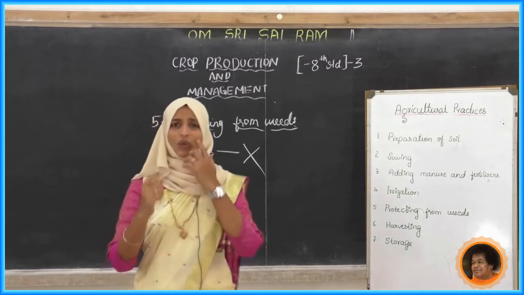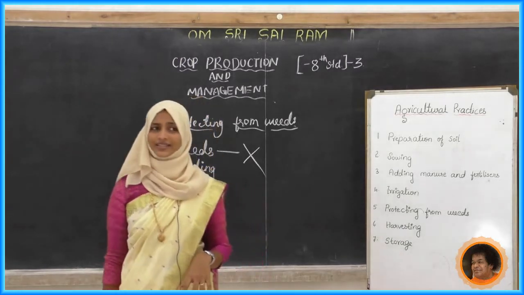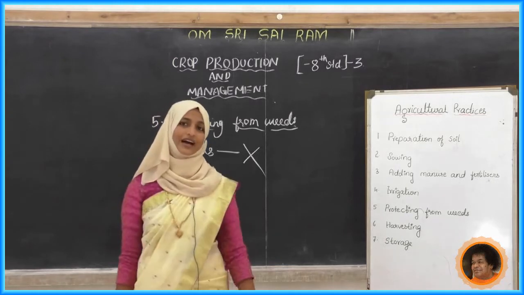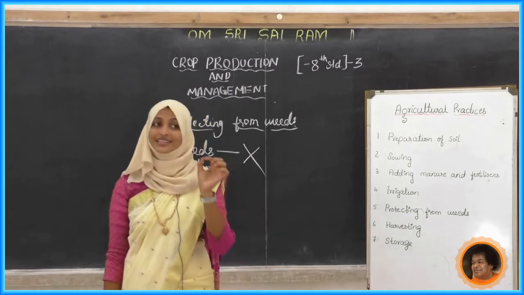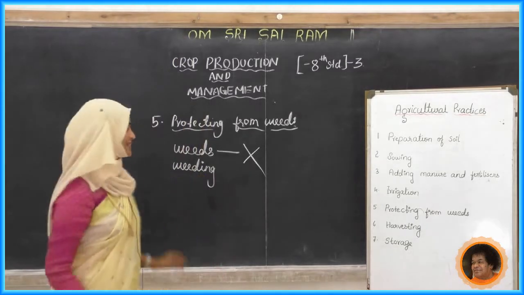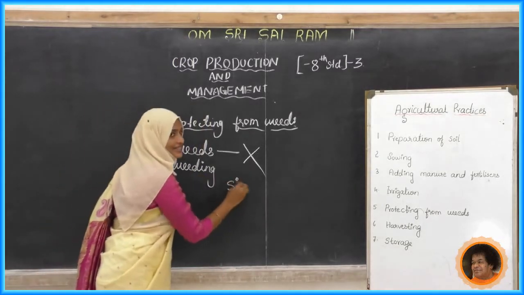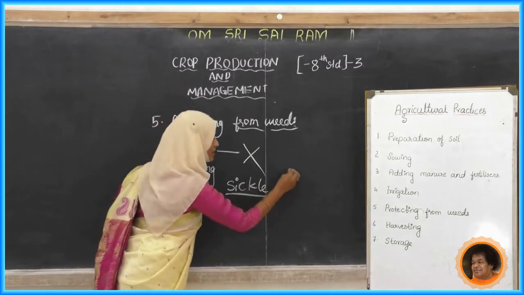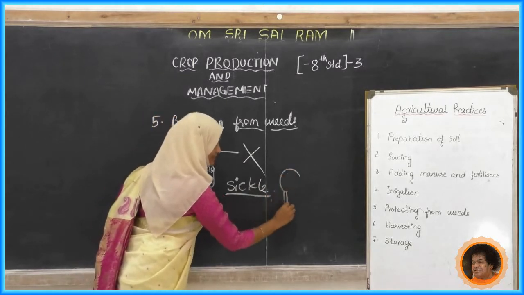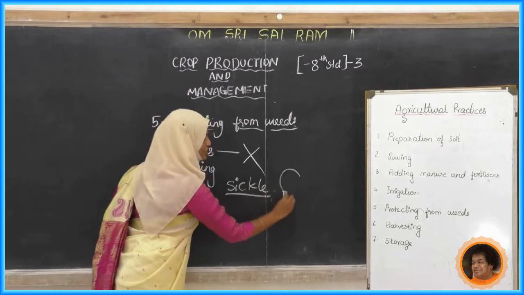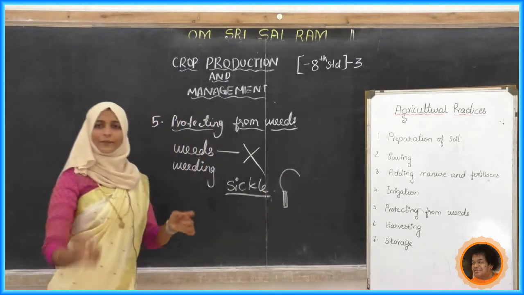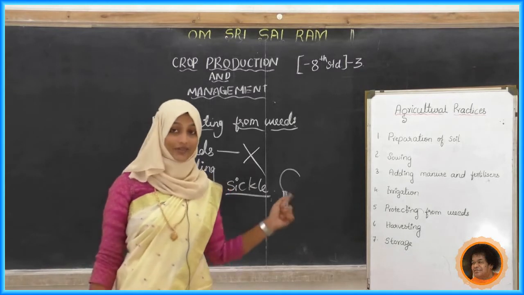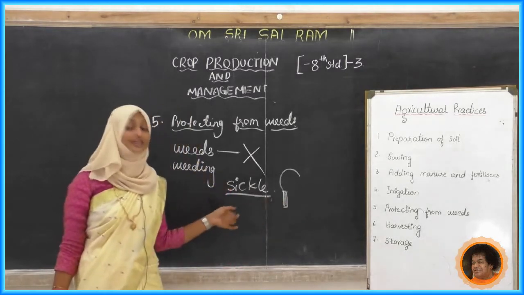Next, what are they actually using? They are using a knife, like a bent knife. Have you seen that? That is called a sickle. What is a sickle? S-I-C-K-L-E. That is a knife, somewhat of this shape. By using that they are cutting. This is about the manual method I am saying.